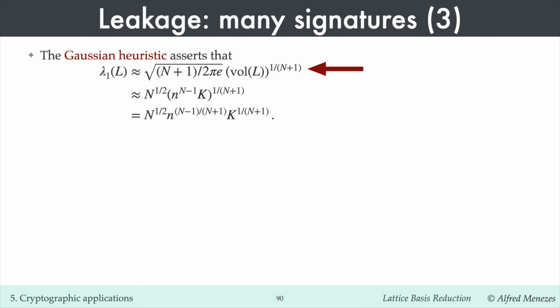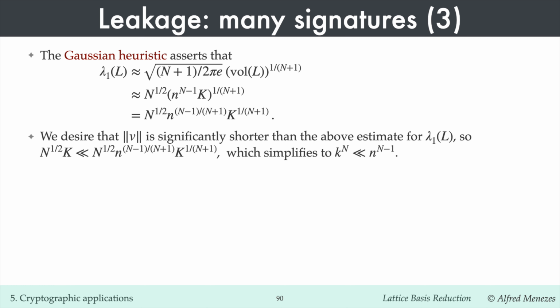The Gaussian heuristic predicts that the shortest non-zero vector in this lattice should have length approximately given by this expression. Plugging in the expression for the lattice volume gives this approximation, which after simplification gives this expression. Now, we desire that the target vector V has length that is much smaller than the above estimate for the first successive minimum. Thus, we require this inequality to be satisfied, which simplifies to this inequality. Recall that t is the bit length of n, so the bit length of K is approximately t minus l.